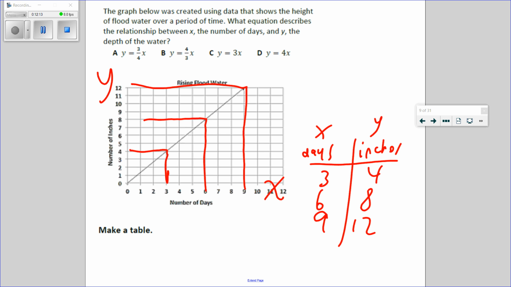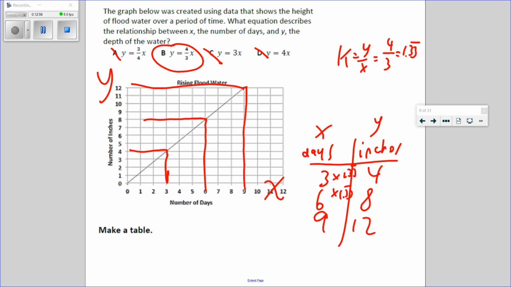So could we divide and find a constant of proportionality? k equals y over x, 4/3. So we're multiplying by 4/3, which is 1.33 repeating. So the relationship between days and inches is times 1.33. So it cannot be D or C or A. It is B, the only one that is more than 1 whole, and it's a fractional part too. So that's why I knew it.